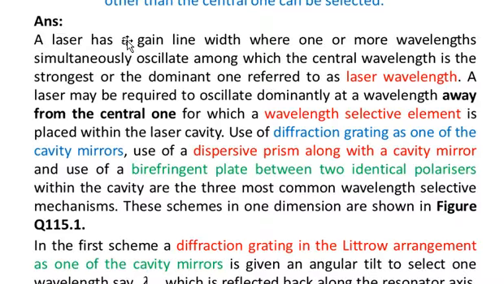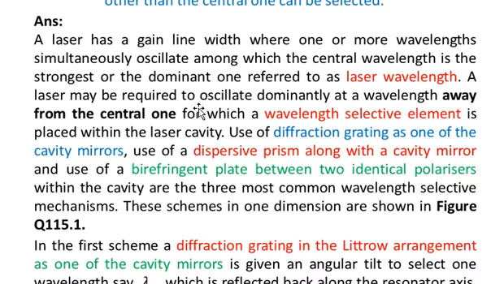The answer is, a laser has a gain line width where one or more wavelengths simultaneously oscillate alongside the central wavelength, which is the strongest or the dominant one, referred to as the laser wavelength. You see that in an ordinary laser system, when the laser operates, it operates at one wavelength, which we call the laser wavelength. It is a dominant wavelength, but besides that, other wavelengths are also emitted with the laser output.